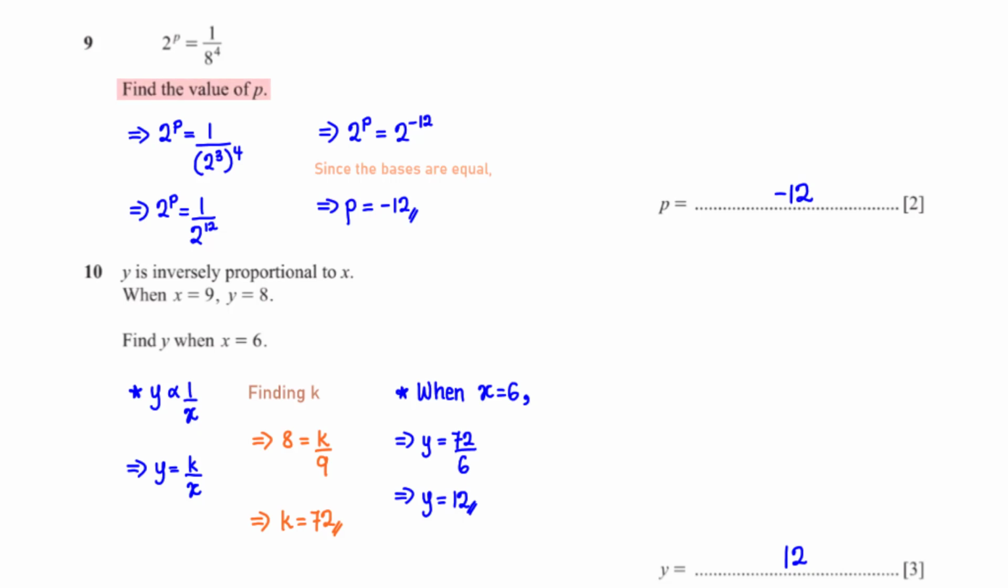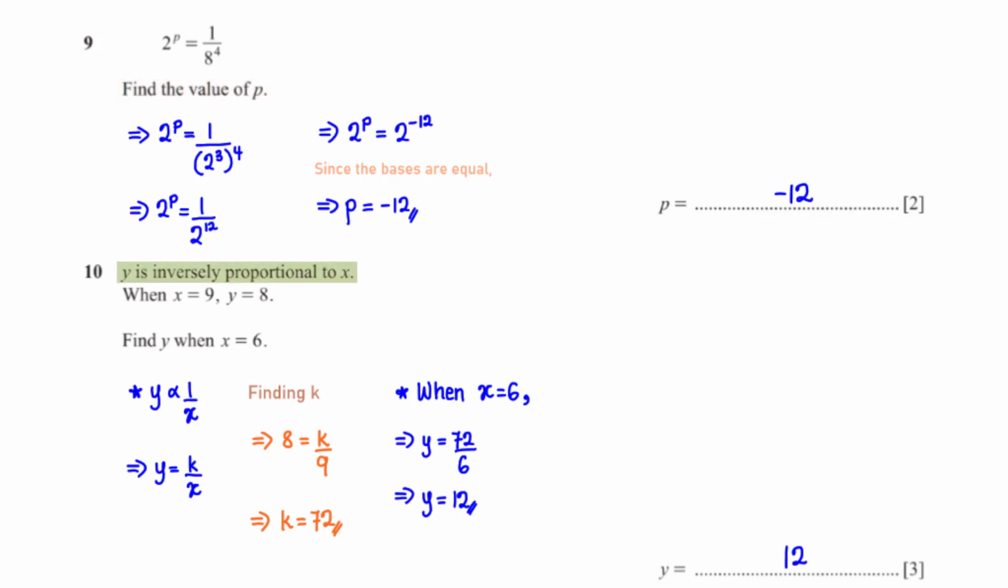Find the value of P. 8 can be written as a base of 2, which is 2 cubed. In the denominator, the powers of 2 multiply, so 3 times 4 is 12. 1/2 raised to the power 12 can be written as 2 raised to the power negative 12. So now that the bases on both sides are equal, their powers must also be equal. So P equals negative 12.